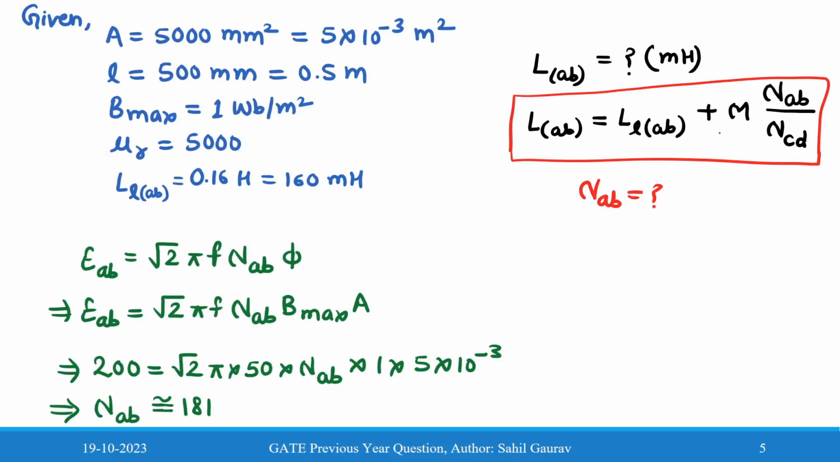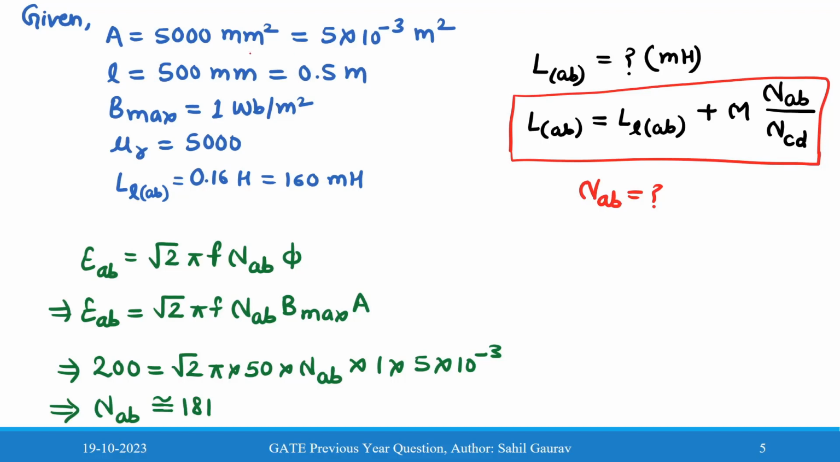And M will also be found. So here we can see that we first need to find the turns ratio of winding AB. How will you find the turns ratio of winding AB? For finding it, we are given the open circuit voltage of winding AB. From there, by applying the EMF equation, that is root 2 pi f NAB phi, we will get the turns ratio of AB. And these are the given values, that is the cross sectional area of the core and the length traversed.